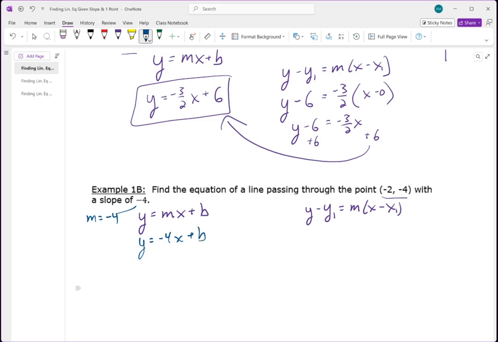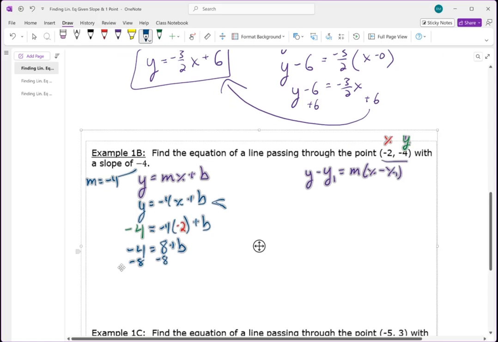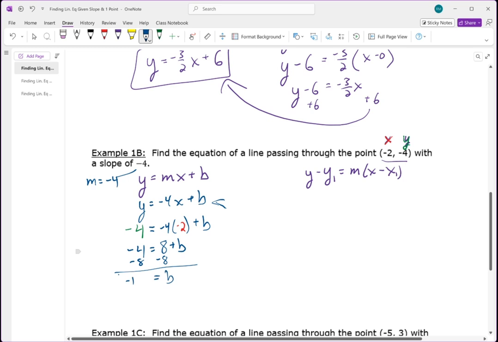Now in this case, I'm going to need to find my b value. So I'm simply just going to plug in my point. This is my x and this is my y. Maybe I'll color code them. That's my x and this is my y. So I'm going to plug in my y value, -4, equals -4, and for x, I'm going to plug in my x value, which is -2. And then I'm solving for b. If I multiply -4 times -2, I'm going to get 8. And to solve for b, I'm going to subtract 8 from both sides. So I'm going to end up with b equaling -12.